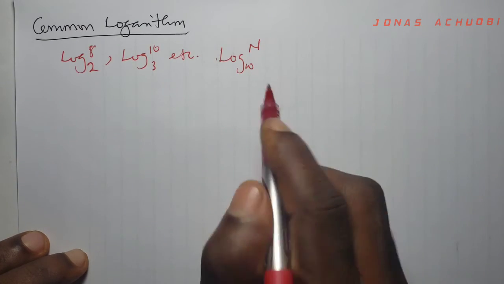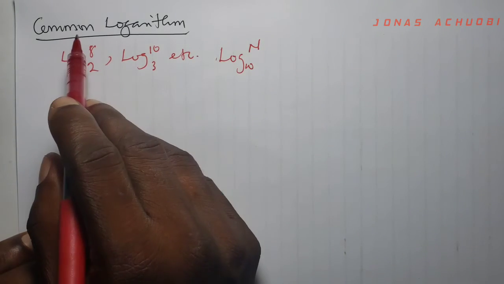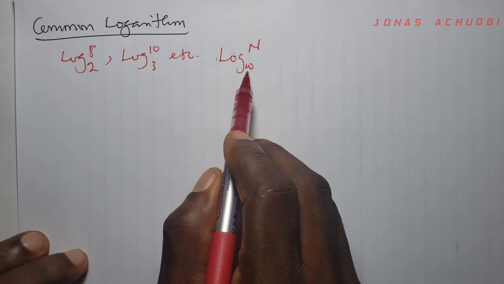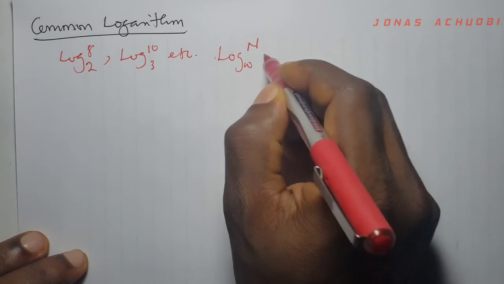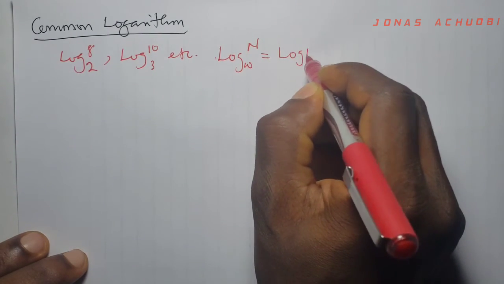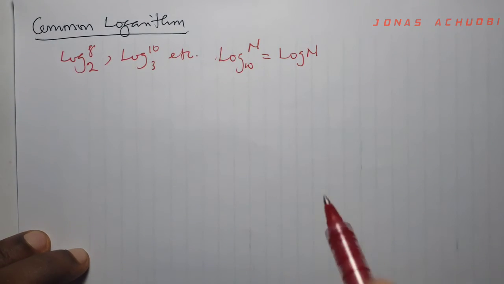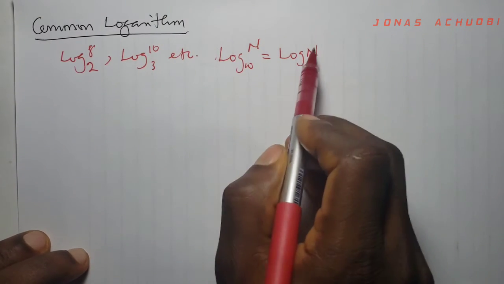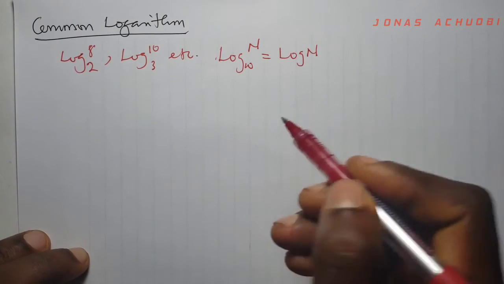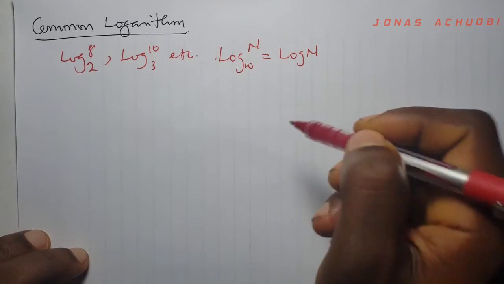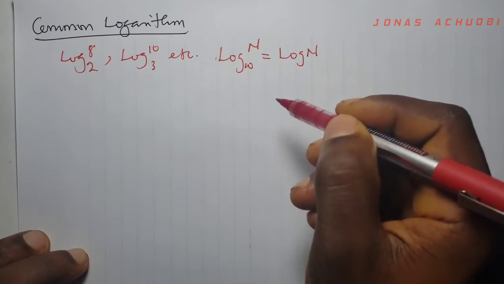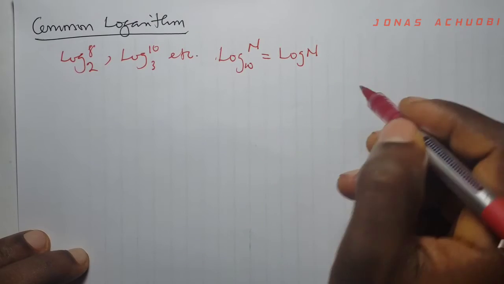Now, oftentimes, if a log is a common log, that is to say, if a log is in base 10, instead of writing log n base 10, we simply write log n without the base. So when you see a log of a number written without a particular base, that should tell you that that particular log is a common log, in the sense that the base of that logarithm is 10.